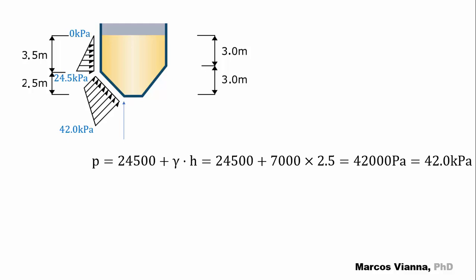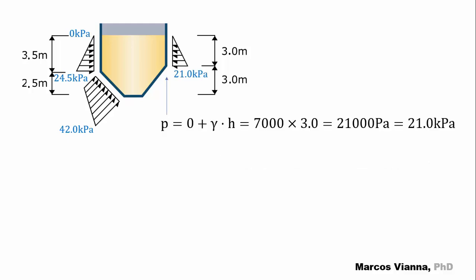At the bottom of the tank, the pressure will be P equals 24,500 plus gamma H equals 24,500 plus 7,000 times 2.5 equals 42,000 pascals equals 42 kilopascals. The graphic representation of the pressure diagram in the other vertical wall will be as shown in this figure.